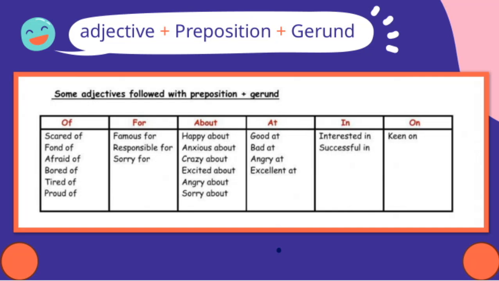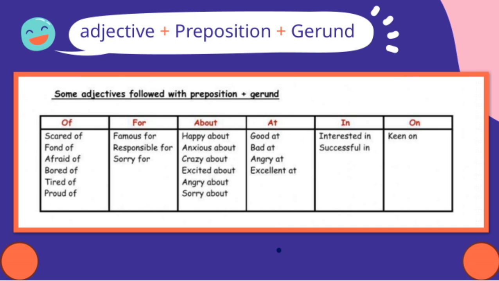Let's take a closer look at this structure, adjective plus preposition plus gerund. This pattern is really useful when we're trying to describe feelings or attitudes about an activity. For example, you might say interested in learning or good at solving problems. The adjective sets the tone, the preposition links it to the activity, and the gerund describes the action itself. This combination helps us express our opinions or emotions more precisely. It also adds variety to our language, making our communication more natural and engaging. Remember, this structure is especially common when talking about skills, preferences, or experiences.